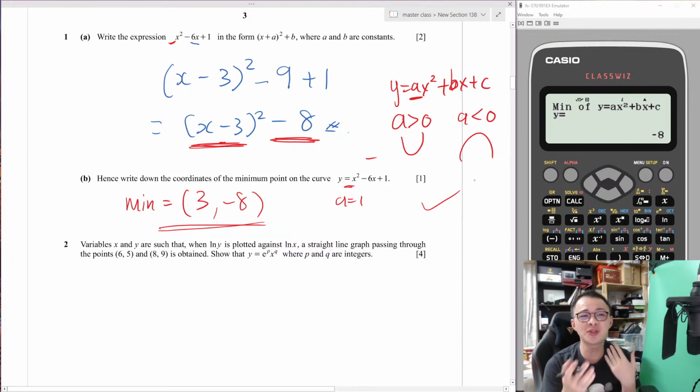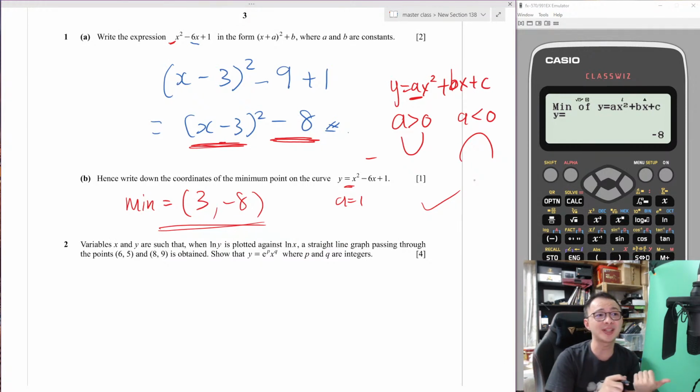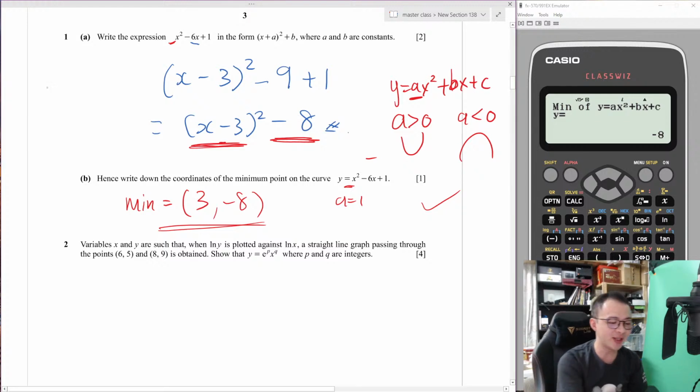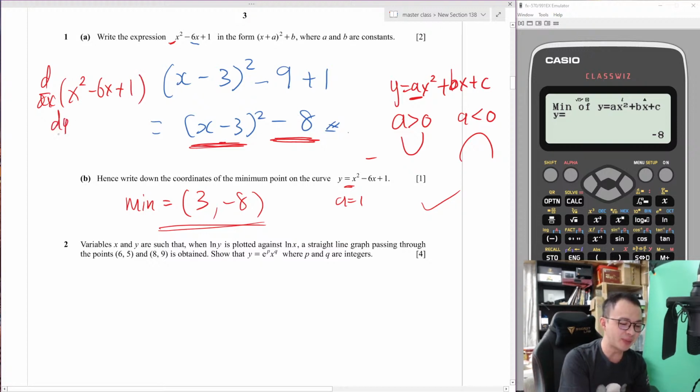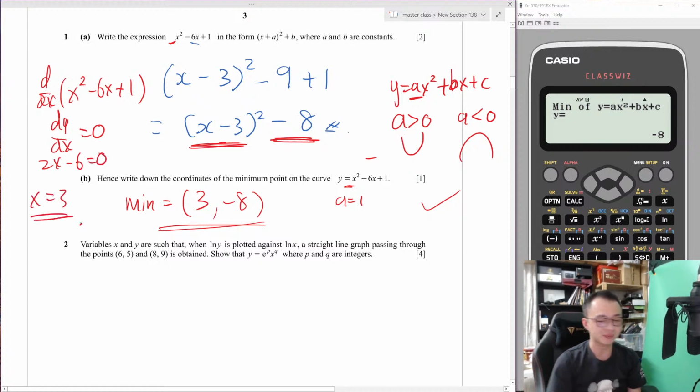You can also use dy/dx to check, because dy/dx can also help you check the maximum or minimum coordinate. Let's say I want to differentiate x squared minus 6x plus 1. At a maximum or minimum, dy/dx equals 0, isn't it? So 2x minus 6 equals 0, then x equals 3 as well. So you can still use dy/dx to check. But if you are using this model of calculator, using the calculator is easier. This model is called 570EX. You can go check it out yourself.